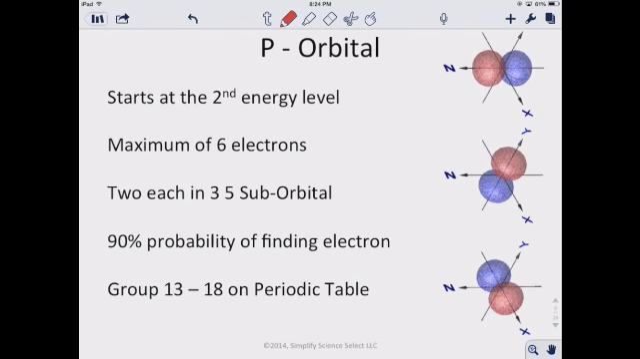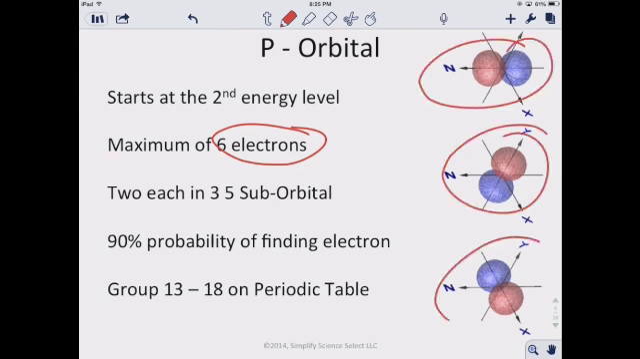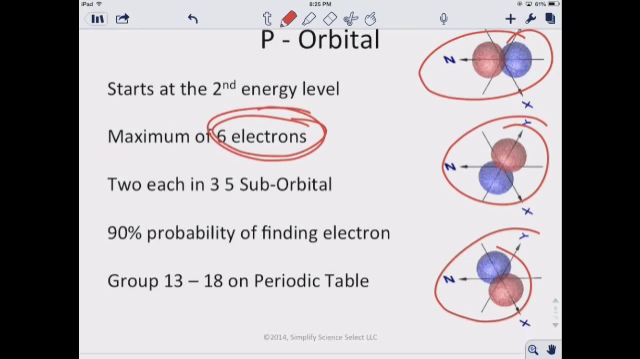The next orbitals that we have are p orbitals. They start at the second energy level and have a maximum of 6 electrons, 2 each in the 3 suborbitals. It has a 90% probability of finding an electron, and it's groups 3 through 18 on the periodic table. So there are basically 3 spots for them to fit in the suborbitals, and it can hold 6 full electrons.